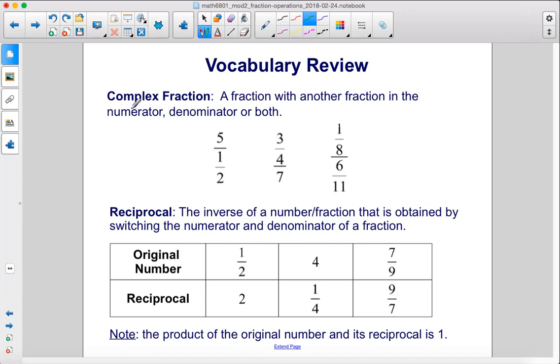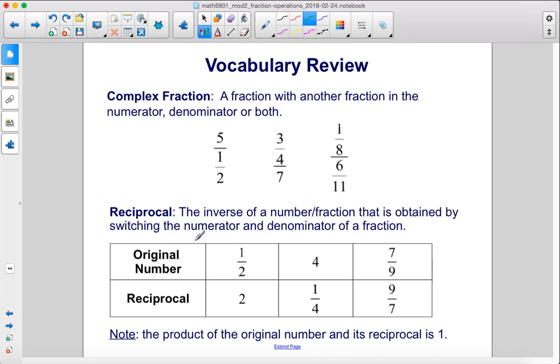Vocabulary review. A complex fraction is a fraction with another fraction in the numerator, denominator, or both. Here are some examples: 5 divided by 1/2, 3/4 divided by 7, 1/8 divided by 6/11.